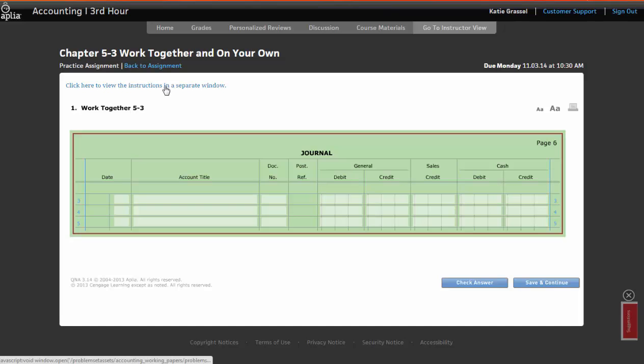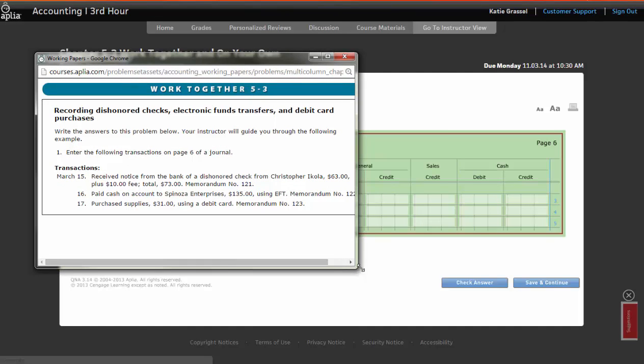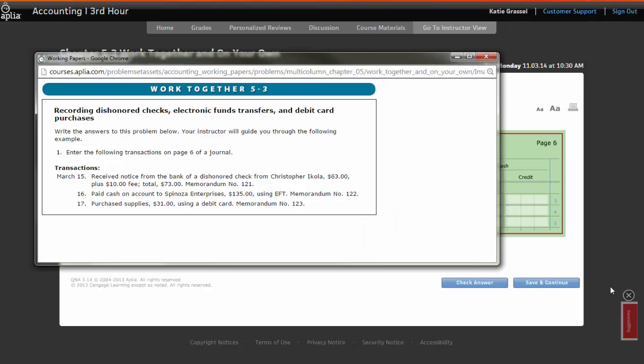You can see in Work Together 5-3 we have a journal. What we have in Section 5-3 is recording dishonored checks, electronic fund transfers, and debit card purchases. Pretty much what we have is things that are affecting our bank account that we haven't written a check for, and how do we journalize it?